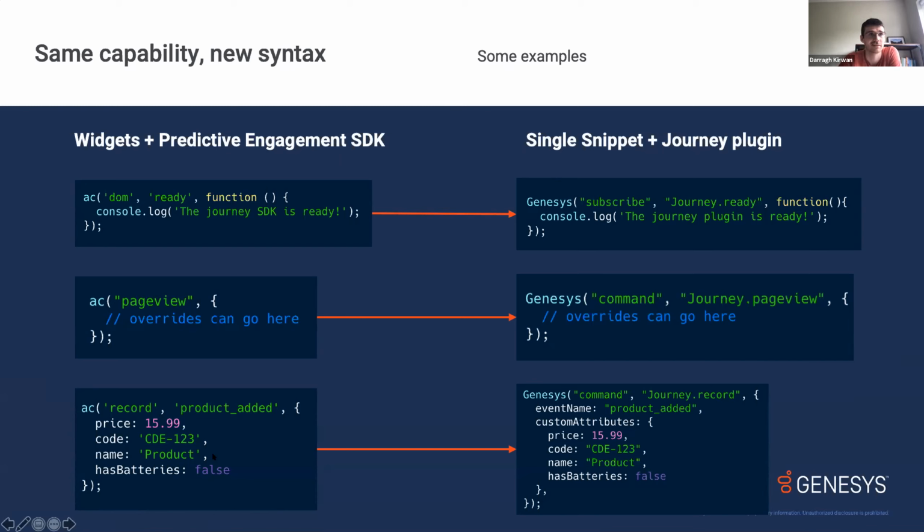We've no plans to deprecate this Predictive Engagement SDK or anything like that. It's still the only show for the hybrid environment, so this will all continue working just as it does today. But if you wanted to future-proof things in Genesys Cloud only, I'd highly recommend just going with the single snippet and journey plugin.